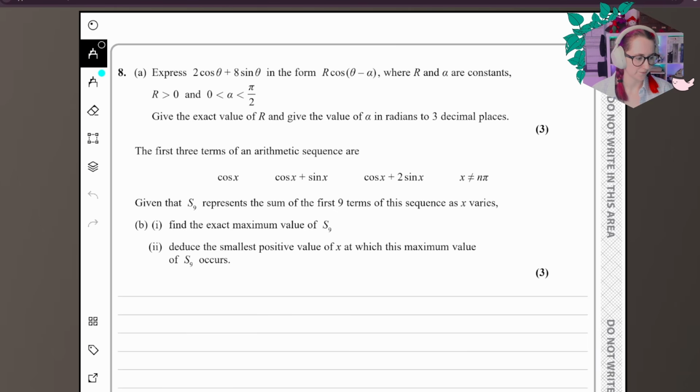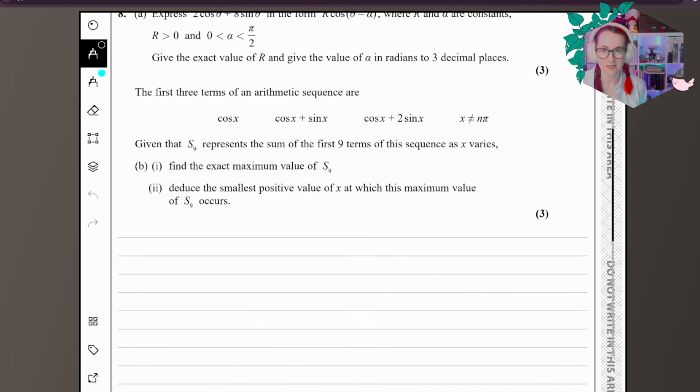How exciting. Okay. Express 2 cos theta plus 8 sin theta in the form r cos(theta minus alpha), where r and alpha are constants, r is greater than 0 and alpha is between 0 and pi over 2. Give the exact value of r and give the value of alpha in radians to 3 decimal places. So basically what we're going to do is write both sides and then see what needs to happen. So part A, what was it?